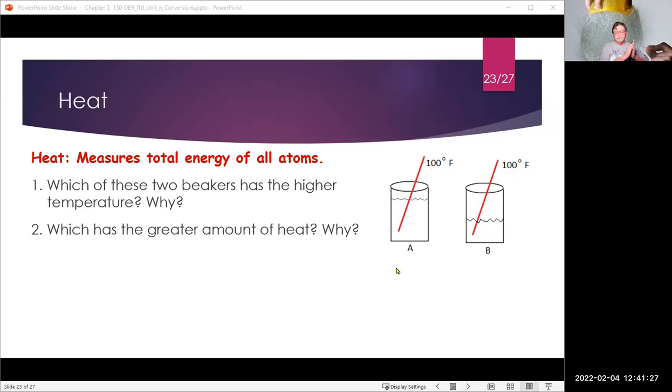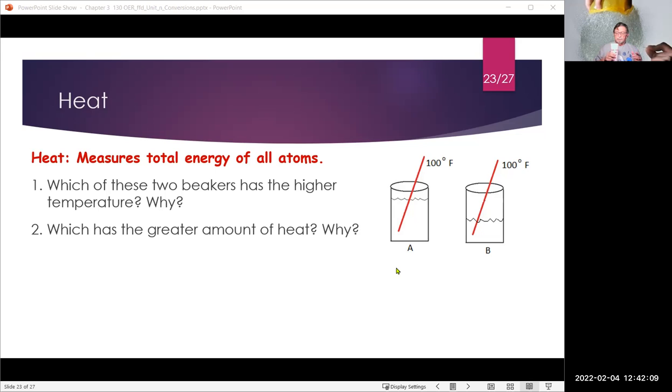We have two beakers here. Diagrams, obviously. It looks like there's a thermometer in there in red, and it's measuring 100 degrees Fahrenheit. Both of them are. So the question number one, which of these two beakers has the higher temperature? Well, they both depict 100 degrees Fahrenheit, okay? No big deal. Now, the difference is this. Which one has the greater amount of heat energy? A or B? What do you guys think?